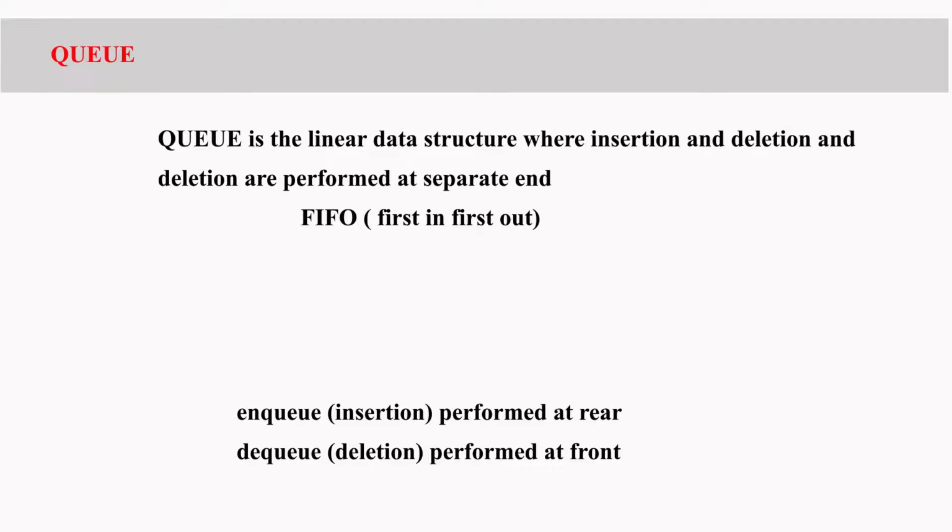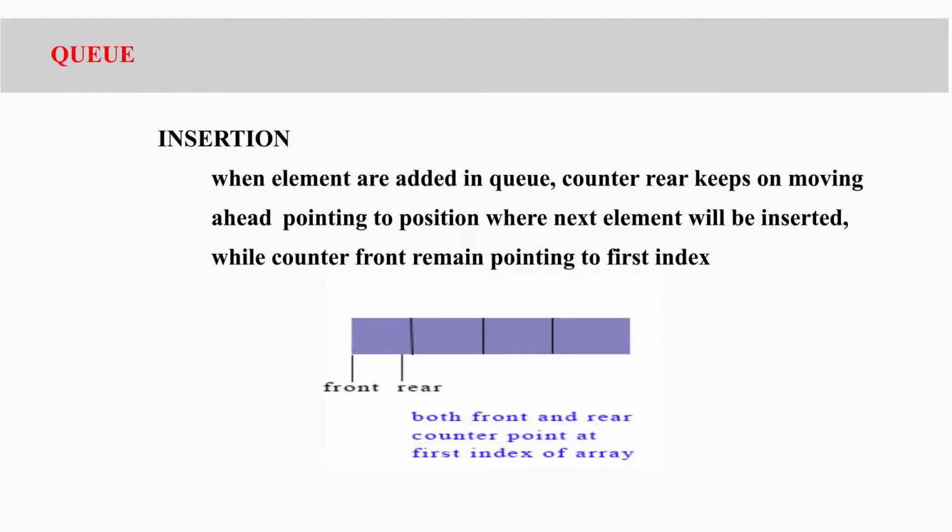Now let us discuss how insertion is performed in a queue. At the beginning, both the front and rear counters point at the first index of the array. When elements are added to the queue, the rear counter keeps moving ahead, pointing to the position where the next element will be inserted, while the front counter remains pointing to the first index. It means when an element is added in the first index, the rear counter increments and now points to the next index, and we keep doing so until the queue is full.